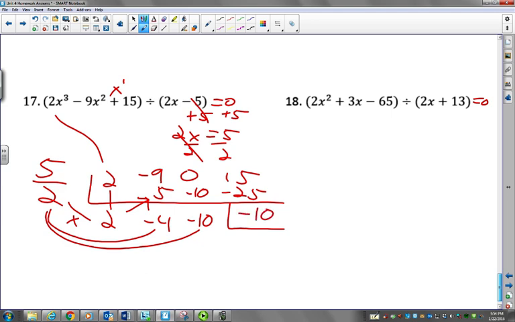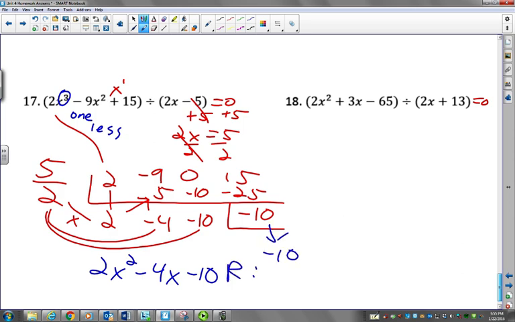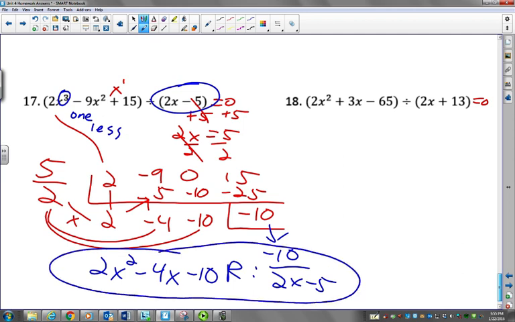Negative 10. So we start with one less than the power there. So we're going to do 2x squared minus 4x to the first power minus 10 with the remainder of negative 10 all over the divisor, which is 2x minus 5. Okay? So there's your answer there. Is it a factor? Well, it's got a remainder, so that means no. So don't forget your yeses and don't forget your nos. Right? Check number 18, see if it is yes or no there.